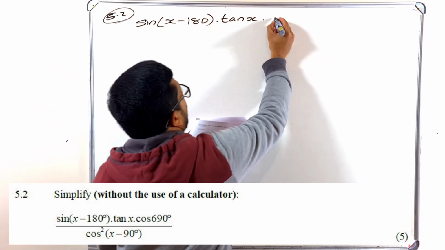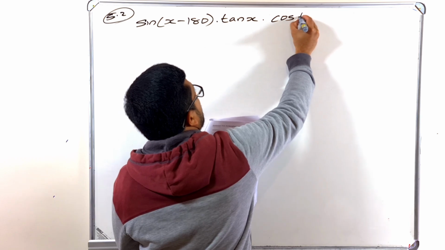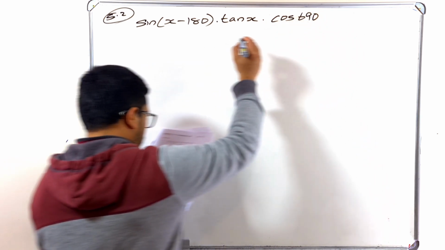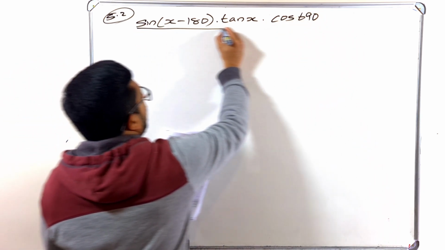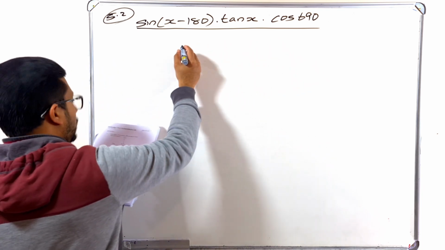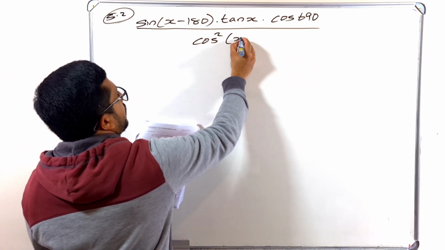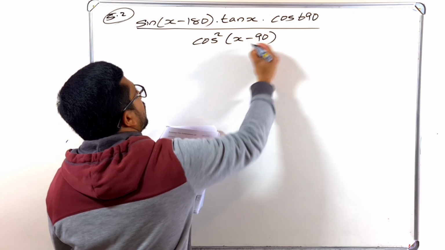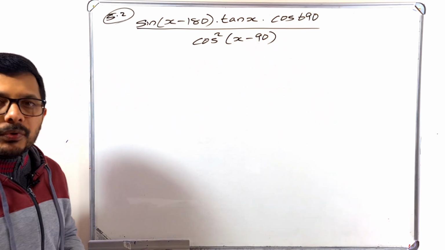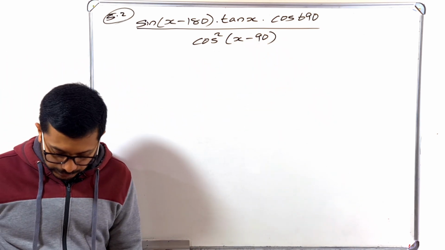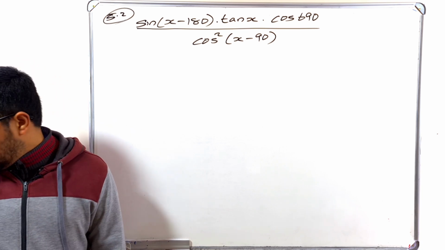into tan x into cos 690 divided by cos squared of x minus 90. You have to simplify this one without using a calculator. Okay, so now let's start.